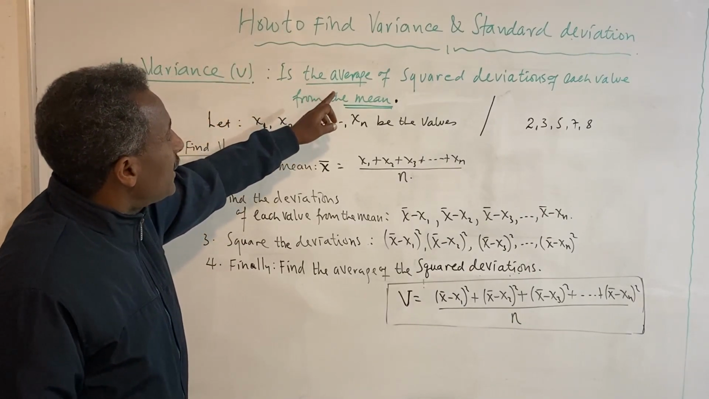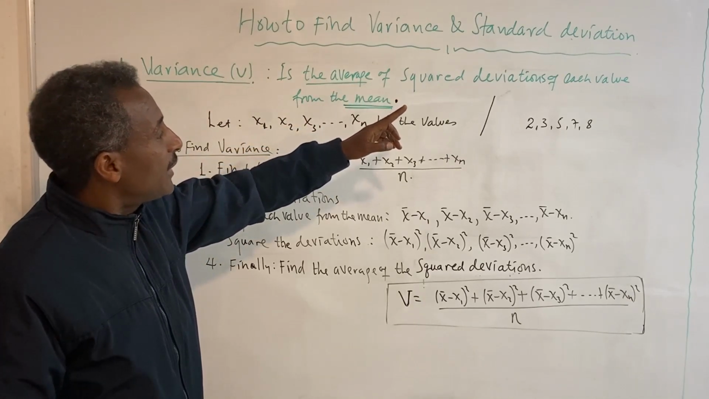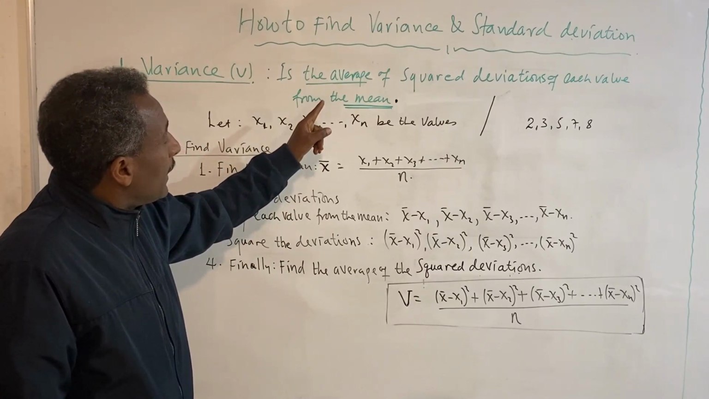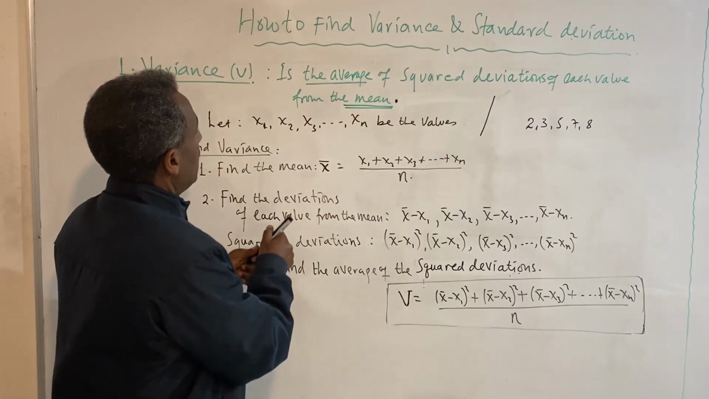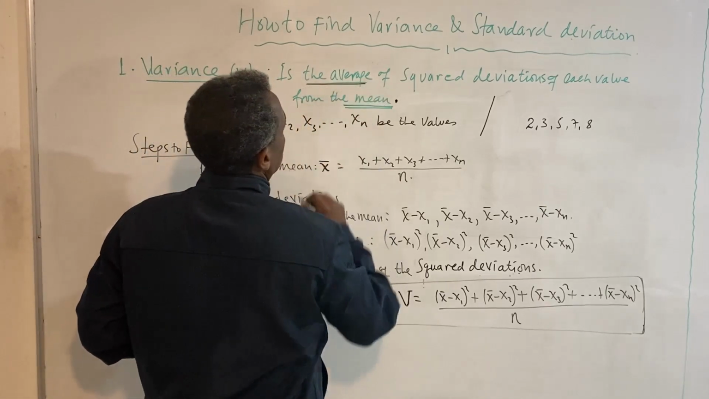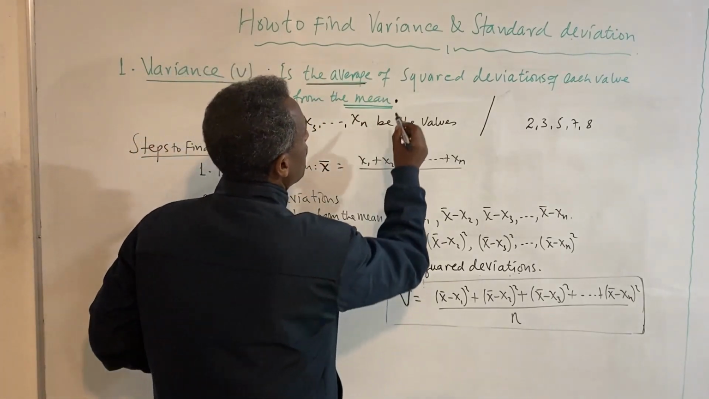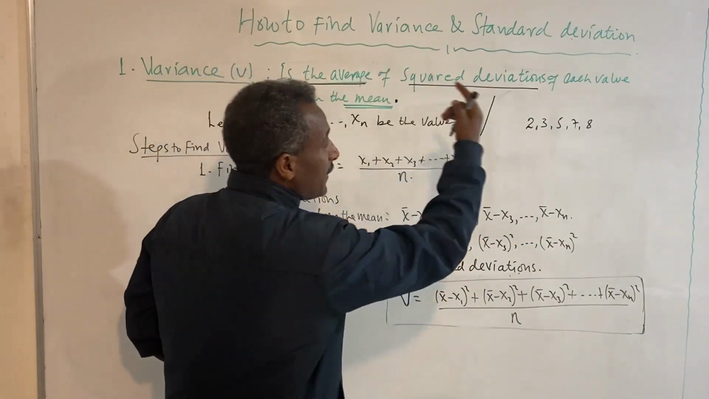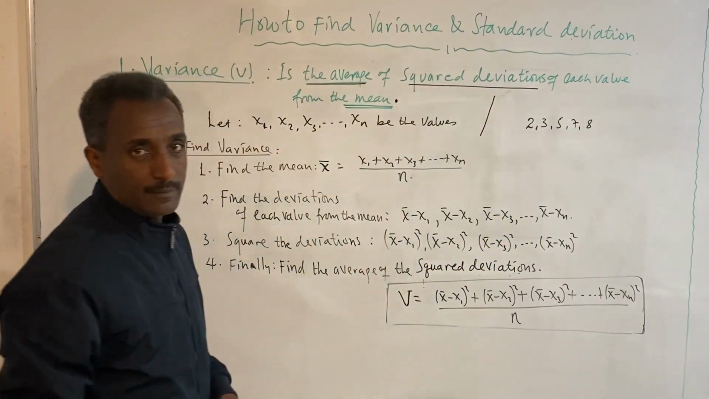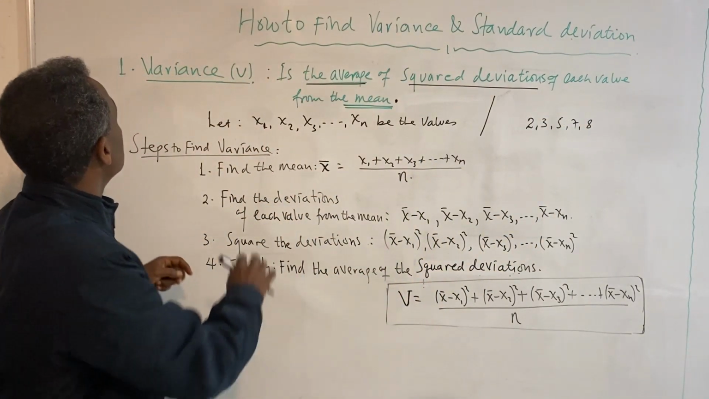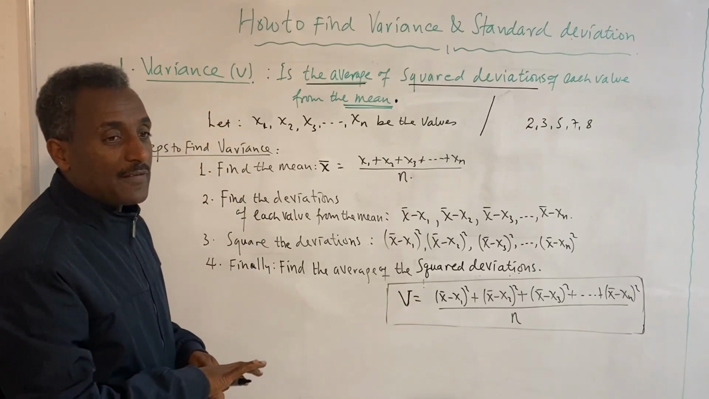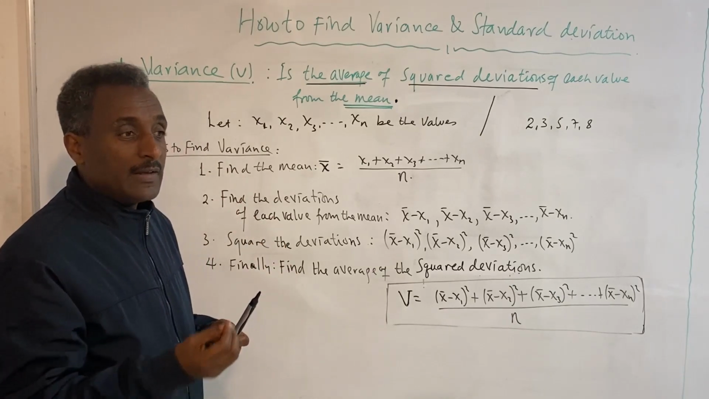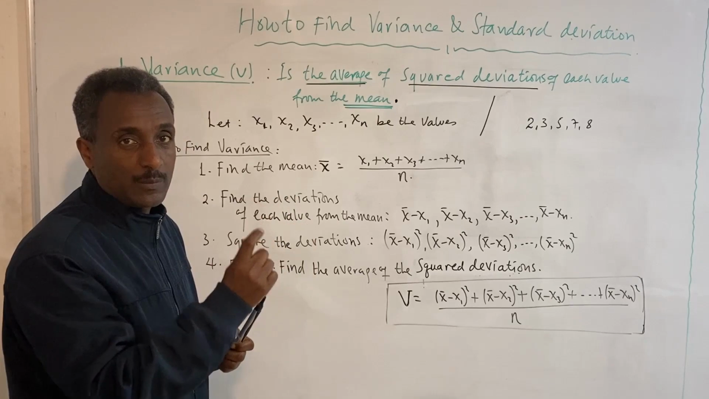Variance is the average of square deviations of each value from the mean. There are very important keywords here. It says it is the average. The average of what? The average of square deviations. Deviations of what? Deviations of each value from the mean. So this is an average. It's an average of squared numbers. What numbers are squared then? The deviations of each value from the mean.